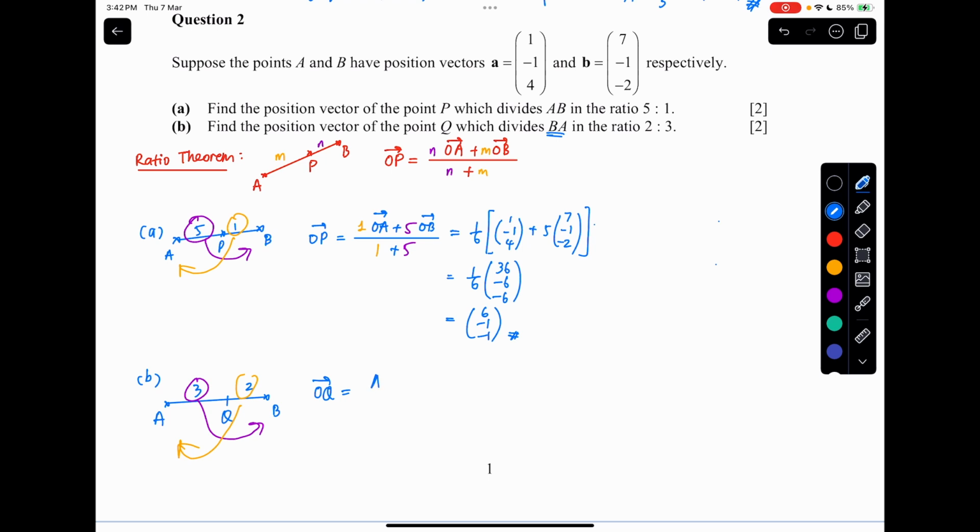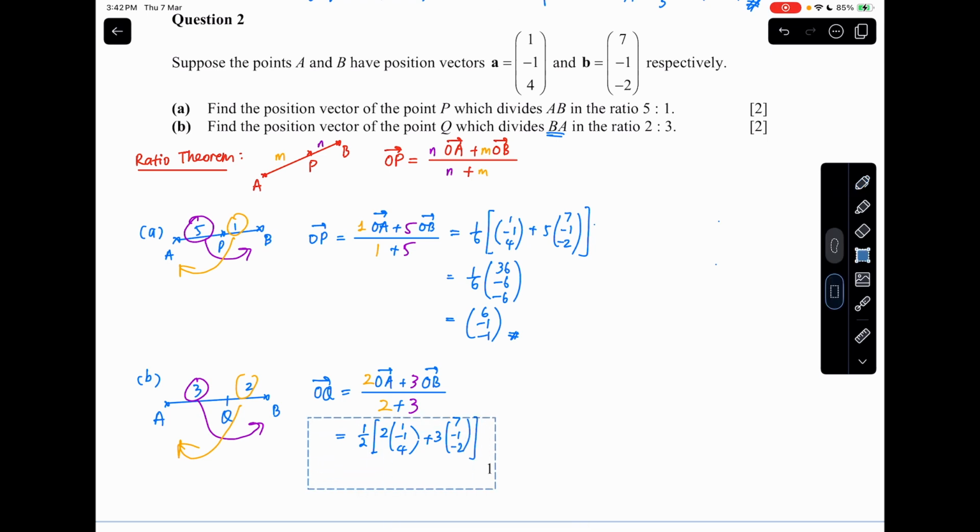Okay, so how does OQ work? It's a combination of OA plus OB, right? But what ratio? So this would be 2 OA plus 3 OB. At the bottom will be just the total number of parts. So over here, I pull the bottom out. So this would give me 2 OA, so 2, 1, negative 1, 4, plus 3 OB would be 7, negative 1, and negative 2. So add all of this together.